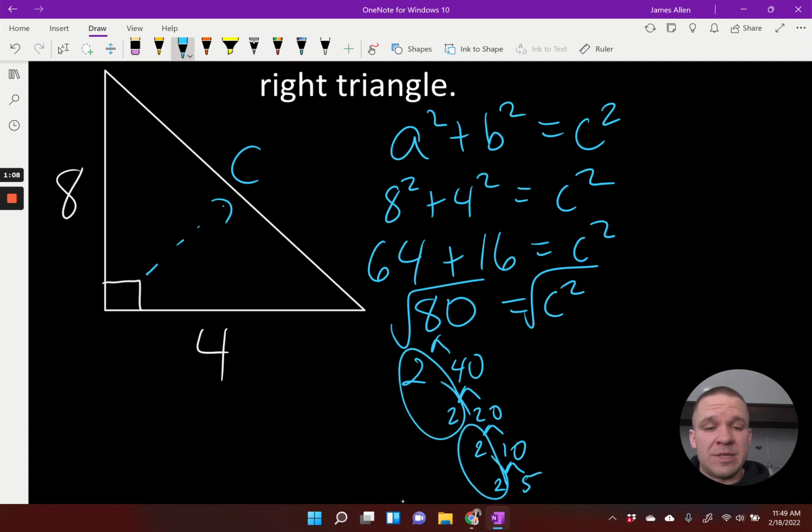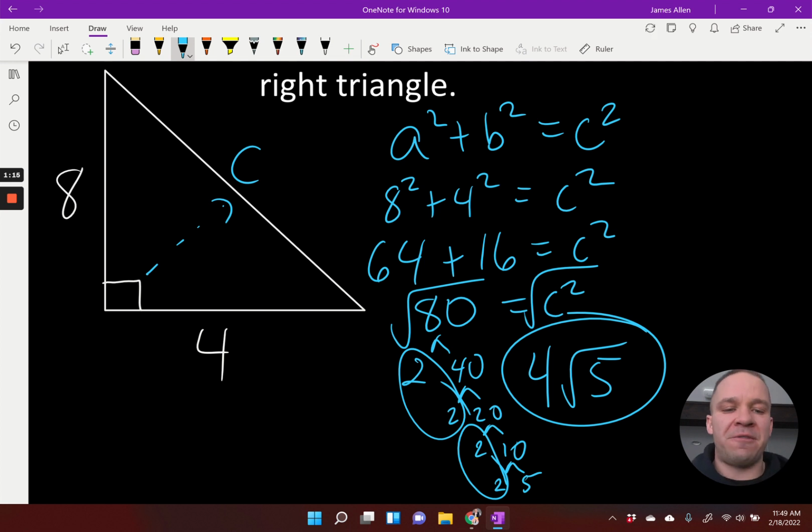So 2 times 2 comes out, that's 4. And then 5 doesn't have a buddy. Can't come out of the radical. 4 root 5 is my final answer here for C. And I know when you solve with square roots, you do get that plus or minus, but because we're talking about a length, it is going to remain positive. Awesome. That's it for that one.